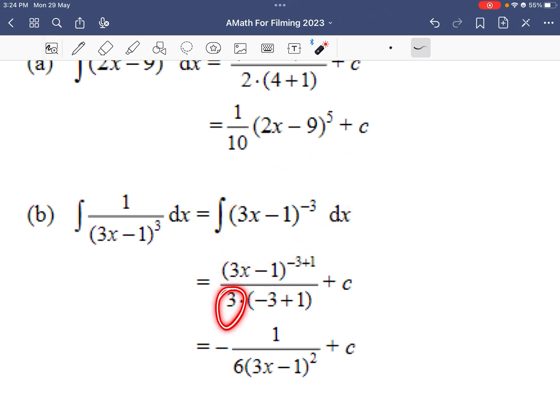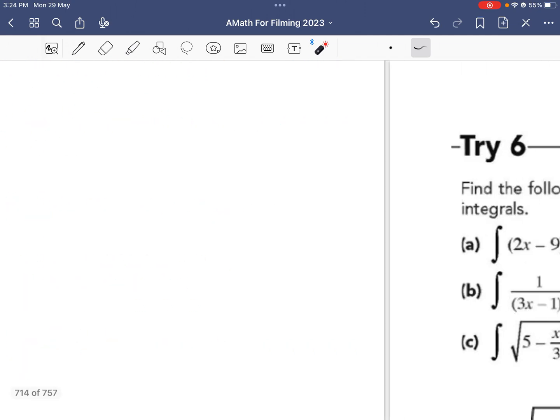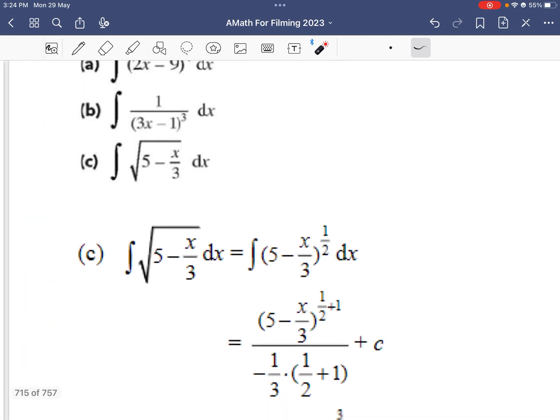to the power of negative 3. So 3x minus 1 differentiated gives you a 3. Negative 3 plus 1 is negative 2. Simplifying, what we'll get here is negative 1 over 6, because 3 times negative 2 is negative 6. So negative 1 over 6 times (3x minus 1) squared. So we just express it in positive index form, and we will plunk it down in the denominator.